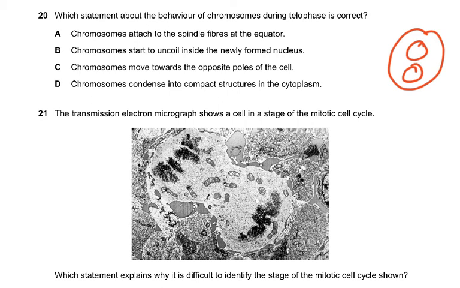Chromosomes attached to the spindle fiber at the equator. No, that's wrong. Chromosomes start to uncoil. Yeah, that's correct. Why is C wrong? Chromosomes move to the opposite poles. No, in telophase, two nuclei have been formed. Then chromosomes condense into compact structures. That's in prophase.